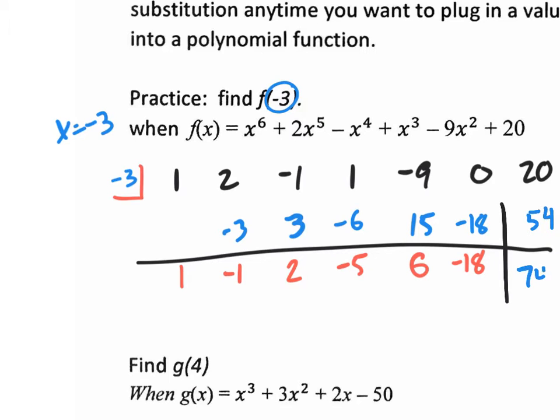So our remainder is 74. Not a remainder, we're not dividing. Our output is 74. Our input was -3, our output 74. If you actually did this math, if you plugged in a -3 right here, in parentheses, to the 6th power, plus 2 times -3 to the 5th power, minus -3 to the 4th power, if you did all this, hit equals on the calculator, it will give you 74.